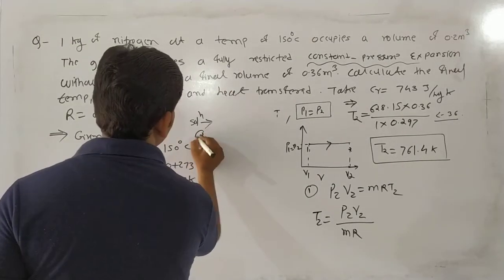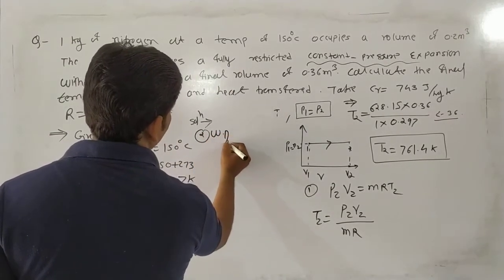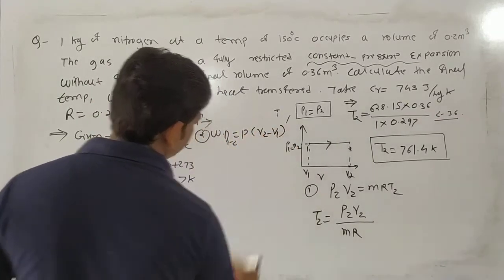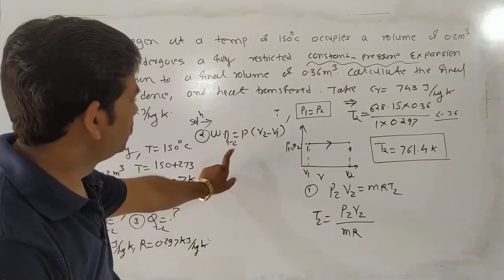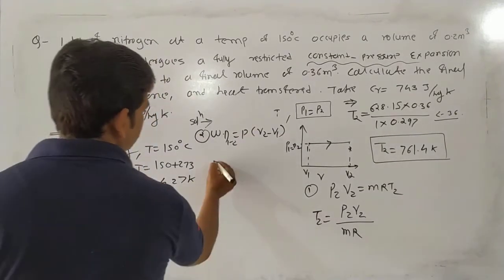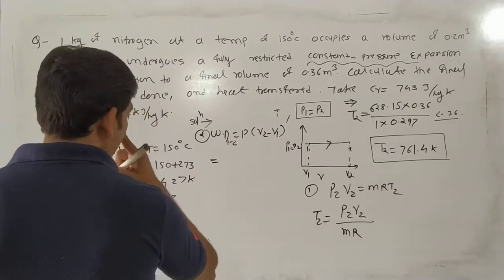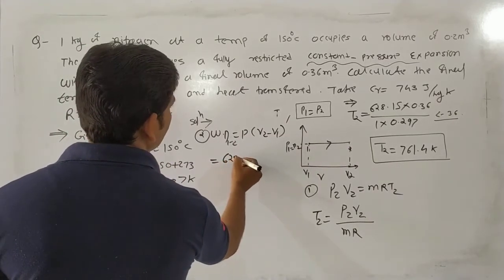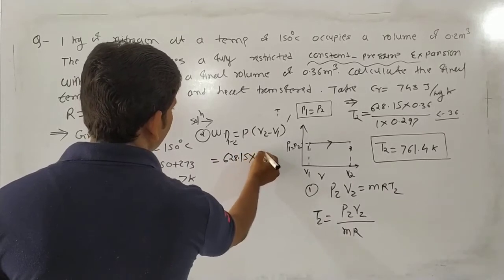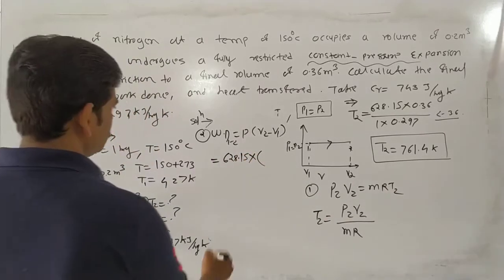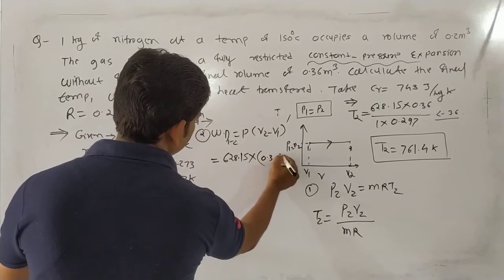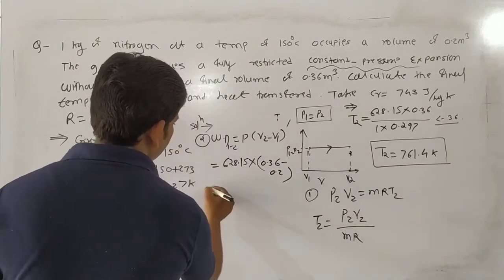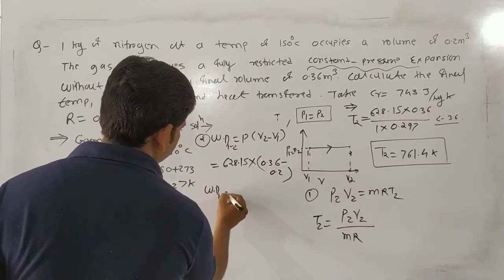Second is required work done. So what is the work done formula, guys? W = P(V2 - V1). This is the standard formula of the work done in a constant pressure process. So just put the values. What is the P? P is 628.15 into (V2 - V1). So V2 is how much? 0.36 minus V1 is 0.2. So do the calculations. What is the work done?